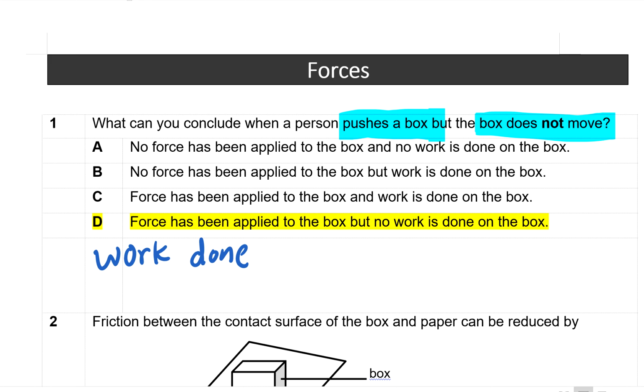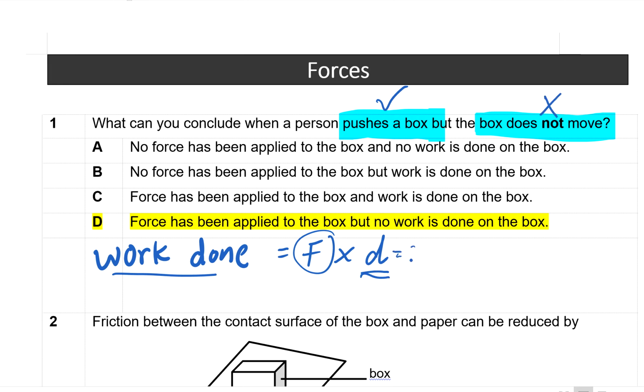So if you remember, work done is calculated by force multiplied by the distance. The force applied multiplied by the distance moved by the object in the direction of the force. So in order for work to be done, first of all, you must apply a force. So in this case, the object is being pushed, so there is a pushing force. But did the object move in the same direction that you are pushing the box? The answer is no, because the box did not move.